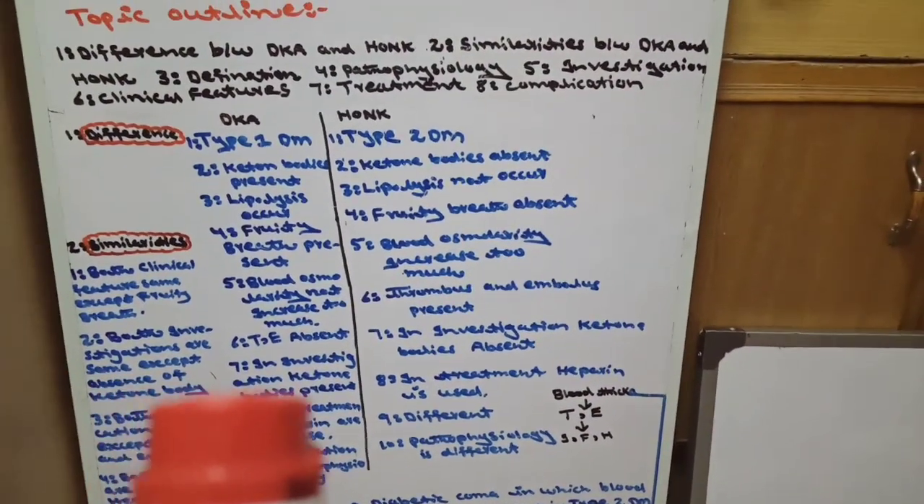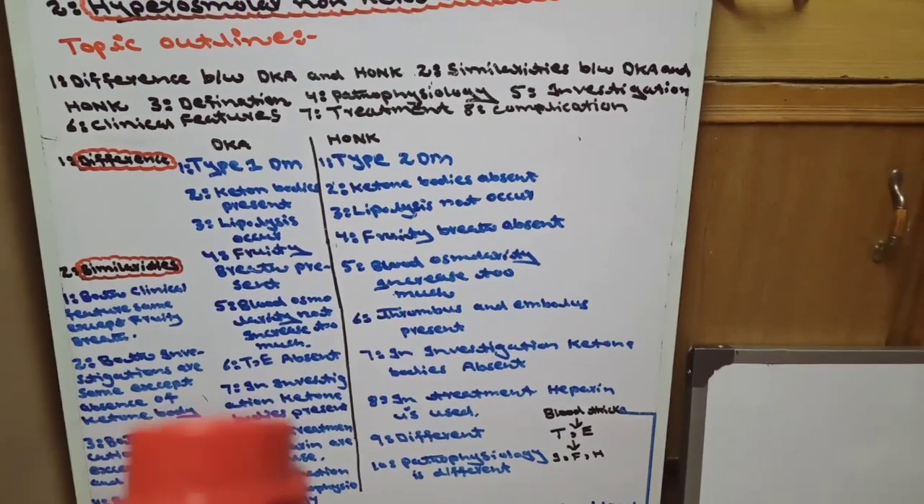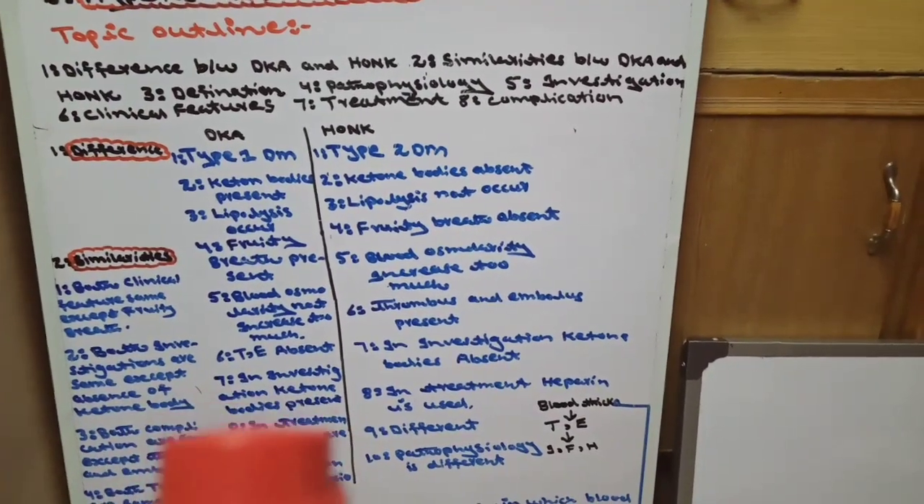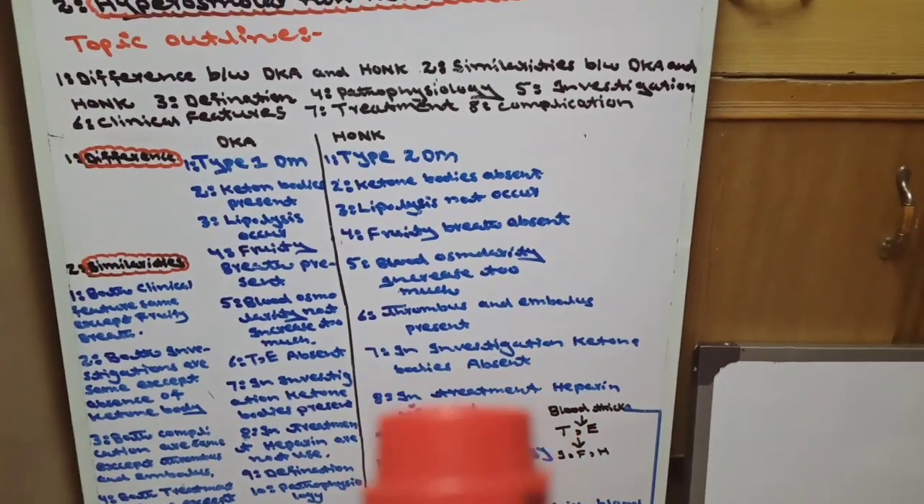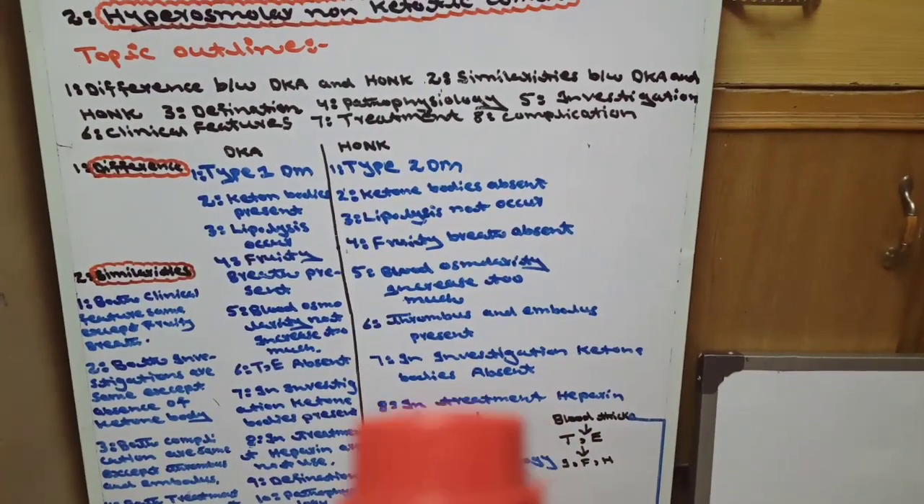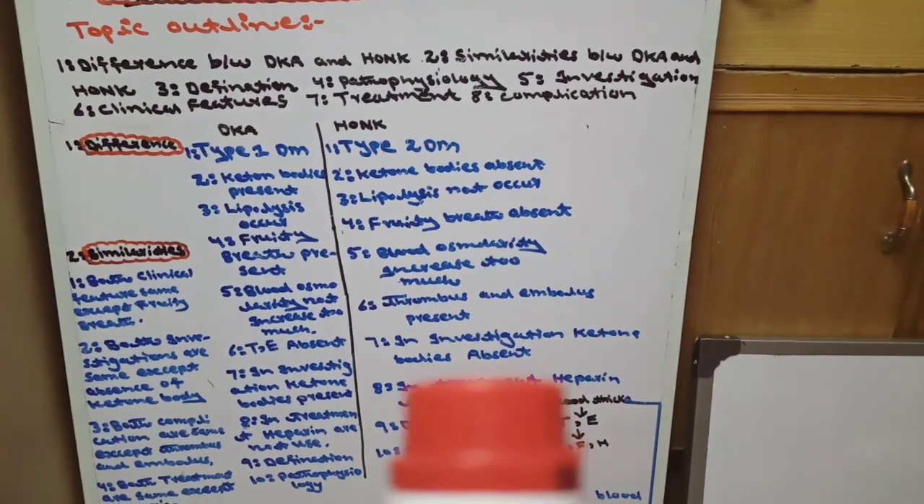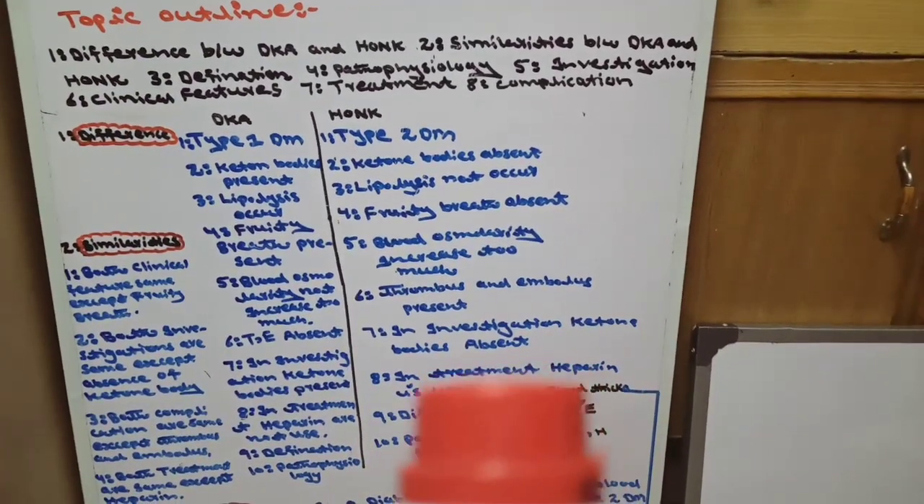Seventh difference, in investigation of diabetic ketoacidosis, ketone bodies will be present in blood analysis and in urine analysis. But in hyperosmolar non-ketotic coma, in investigation, ketone bodies will be absent. Why? Because lipolysis will be absent.